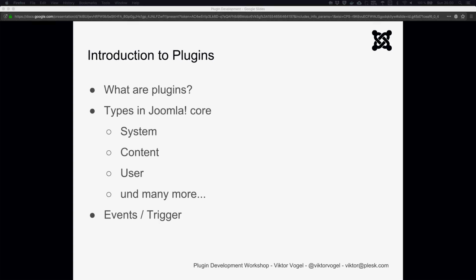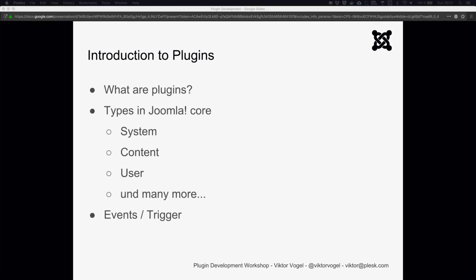In the core we already have several plugin types. I think it was 16 or 17, I'm not sure now, but we have a lot of types already. There are different groups, and like you see on the screen, there is system. System is, I would say, the most important one, because the system group is triggered by the Joomla core, by the Joomla instance. Not all groups are triggered in the loading process, but the system plugins are always triggered.